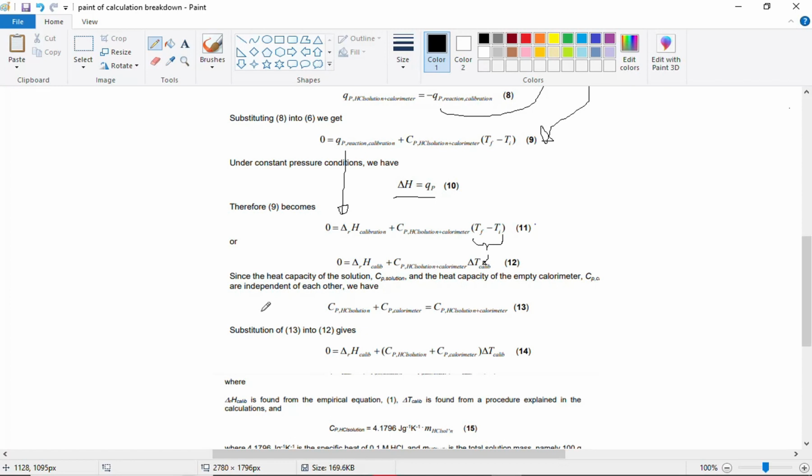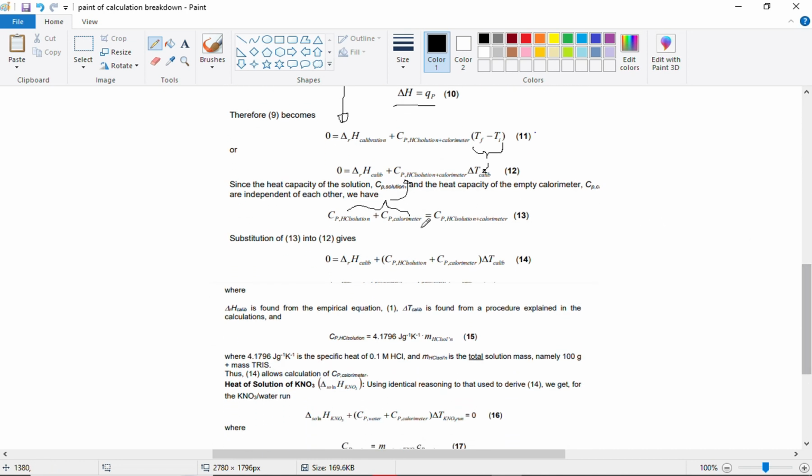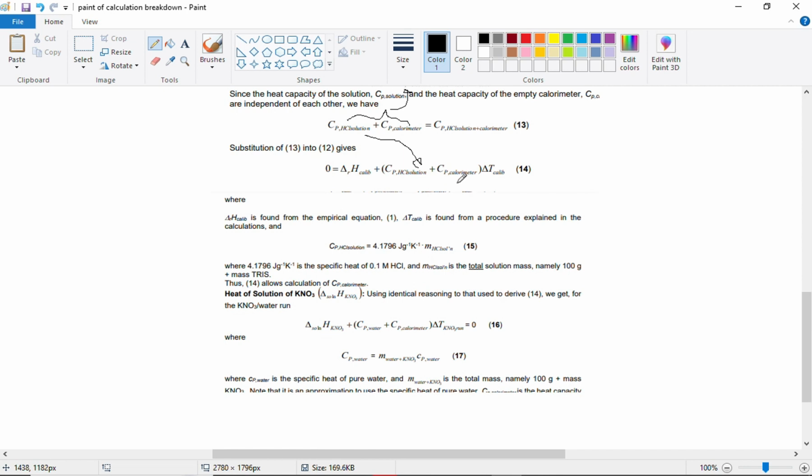Moving on yet again, now we're going to look at the heat capacities of the solution and the calorimeter. We know that they are independent of each other because one is the liquid solution, the other is the metal container holding it. So we can assume that the heat capacity at constant pressure of our HCl solution plus the heat capacity at constant pressure of our calorimeter will be equal to the total heat capacity of the two combined. That is how much both would absorb in terms of energy to go up in temperature.